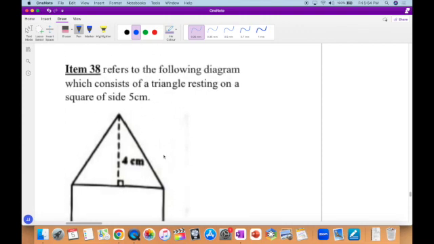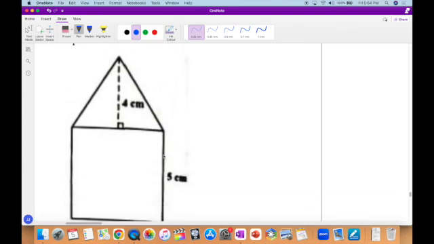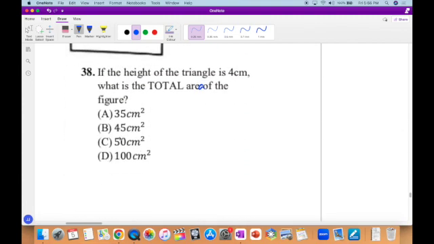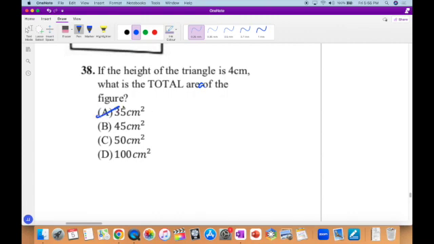They say a triangle resting on a square of side 5. So this will be 25 centimeters squared. And this will be a half the base times the perpendicular height. So that is a half. The base will be 5 times the height is 4. And well, the half, so 5 2s are 10. So this will be 10 centimeters squared. So 10 plus 25 will get 35 centimeters squared.